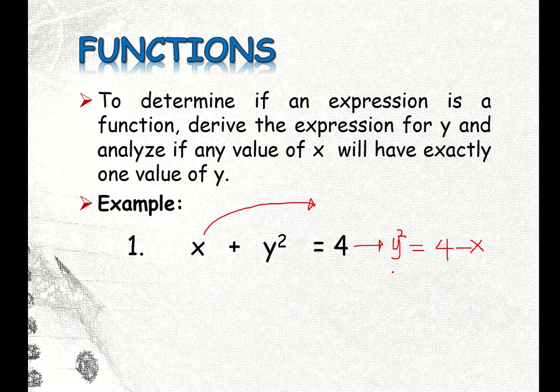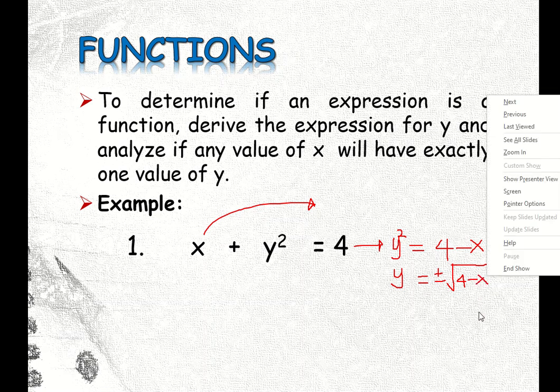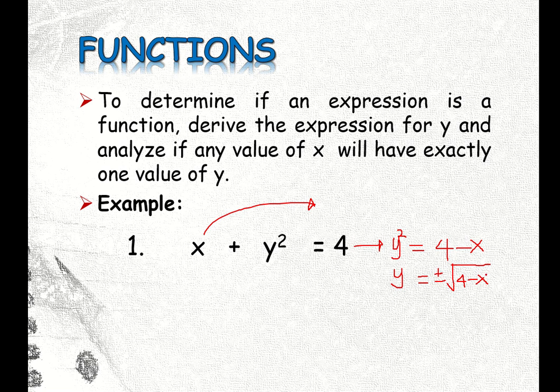Now to solve for y, we take the square root on both sides. The square root of y squared is y, and on the right side you have two values, plus and minus the square root of 4 minus x. So in this case, we have two values for y for every value of x. Therefore, we can say that this is not a function.